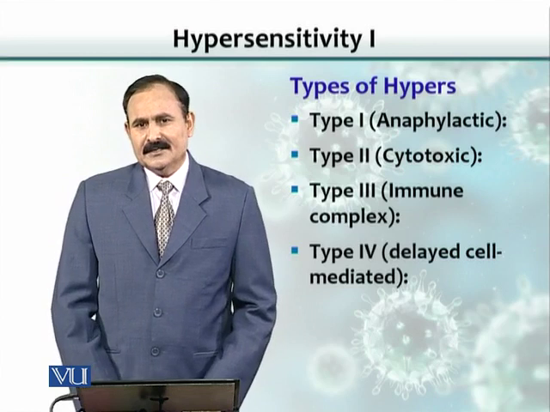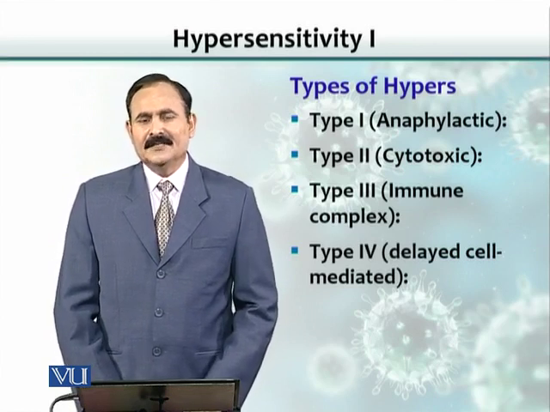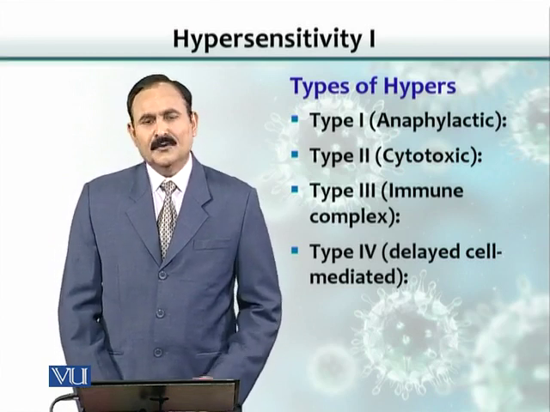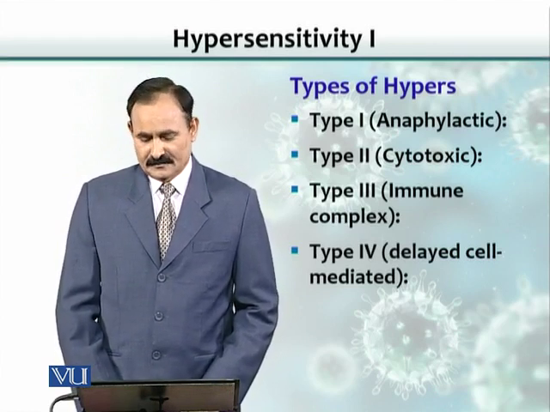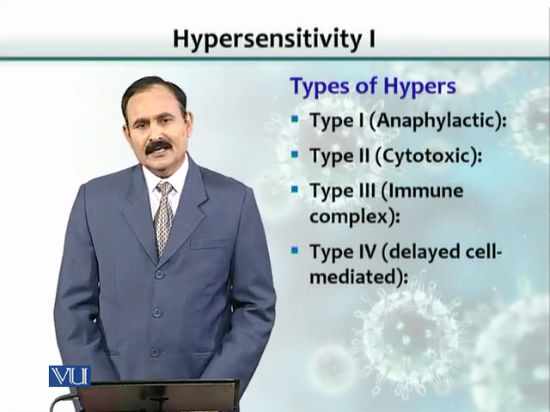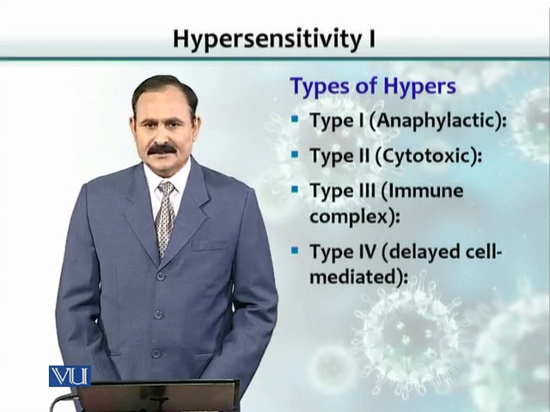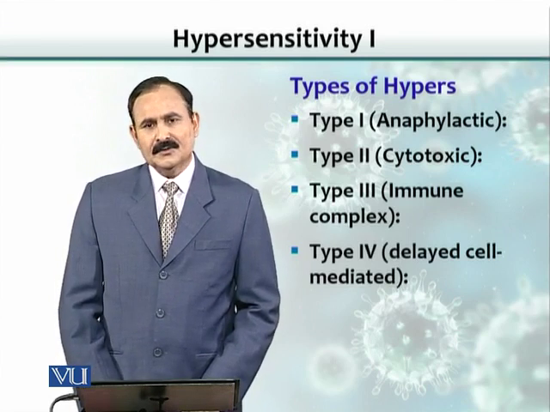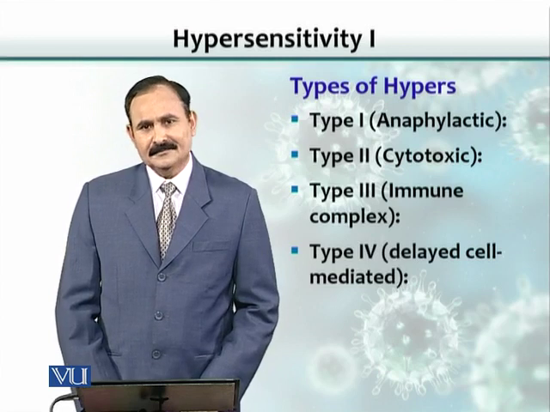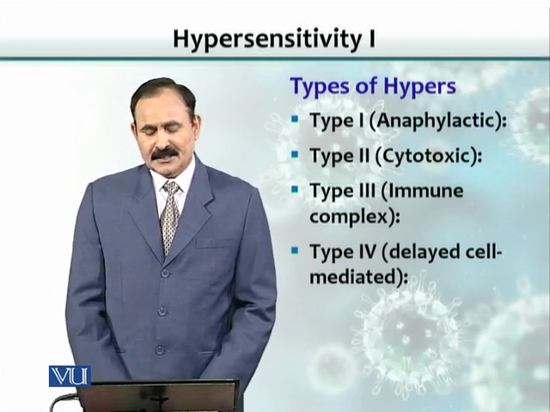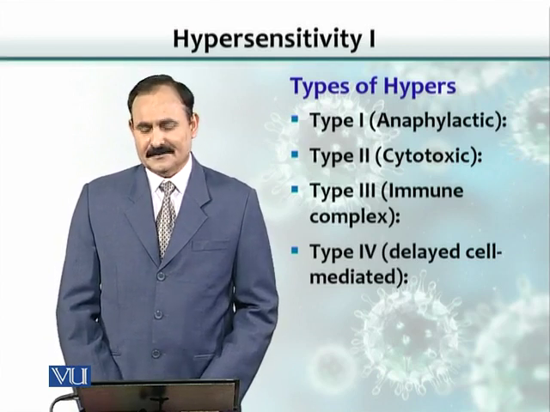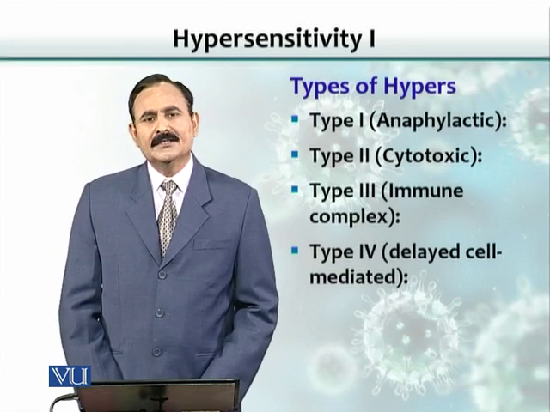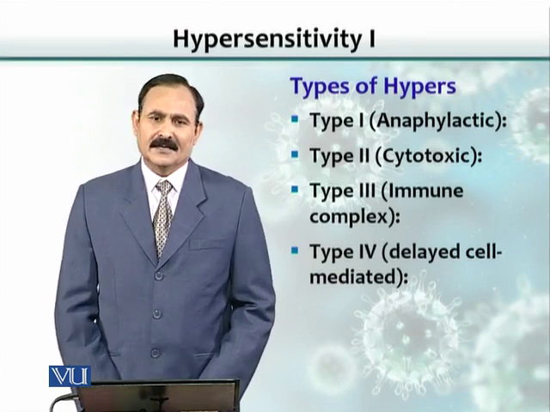If you classify these damaging reactions of the immune system, we have 4 types of hypersensitivities, type 1 to type 4, written in Roman numerals, as you can see. Type 1 is also called anaphylaxis. Type 2 is also called cytotoxic. Type 3 is also called immune complex mediated hypersensitivity. And type 4 is called delayed cell mediated hypersensitivity.